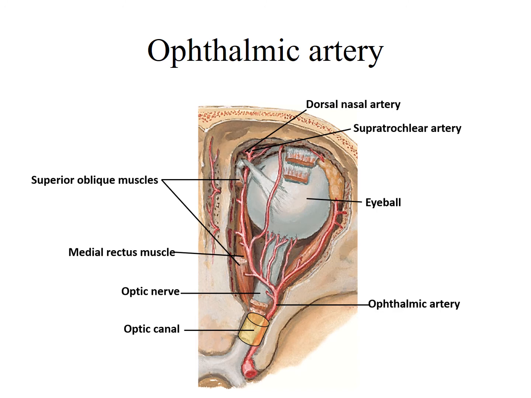So in this picture, can you make out the internal carotid artery? Yes, this is the internal carotid artery. You can see its first branch, the ophthalmic artery. This ophthalmic artery enters into the optic canal along with the optic nerve and supplies the contents of the orbit. This picture is the orbit picture. Here you can see its branches which are supplying the contents of the orbit.